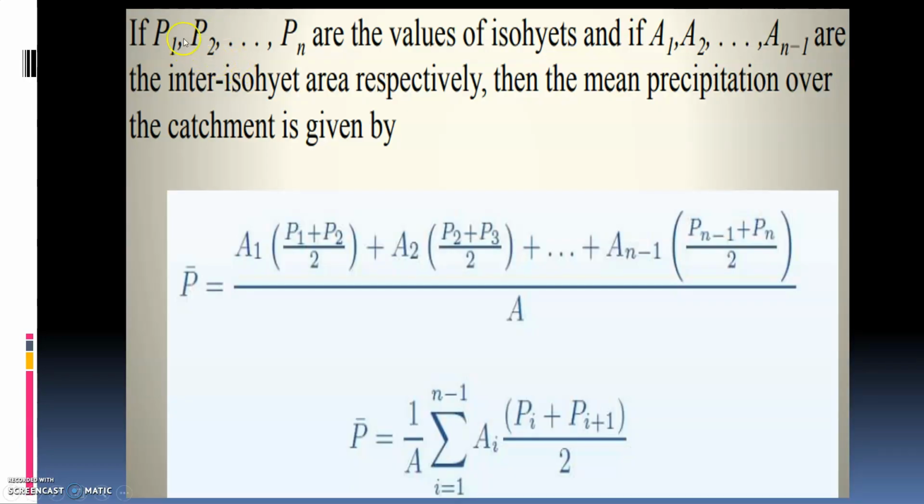Or you can write like this also. If P1, P2 up to Pn are the values of isohyets, and if A1, A2 till An minus 1 are the inter-isohyet areas respectively, then the mean precipitation over the catchment is given by P bar, that is equal to A1 into (P1 plus P2) divided by 2, plus A2 into (P2 plus P3) divided by 2, plus A3 into (P3 plus P4) divided by 2, like that, the last term being plus An minus 1 into (Pn minus 1 plus Pn) divided by 2, the whole divided by A. You can write in short like this also, that is 1 by A into summation of Ai into (Pi plus Pi plus 1) divided by 2.